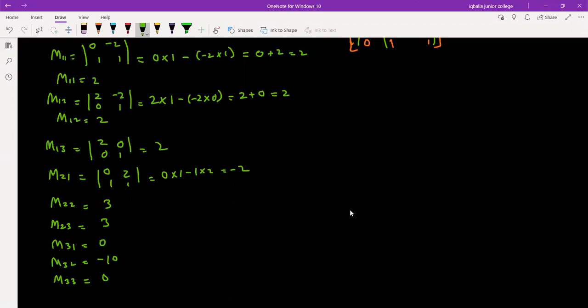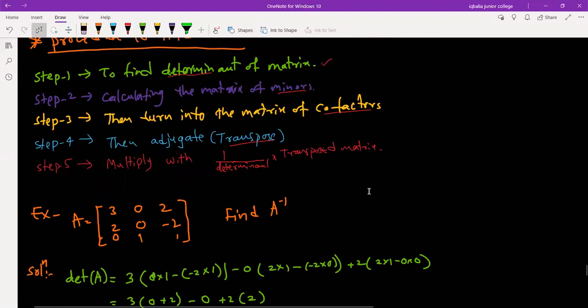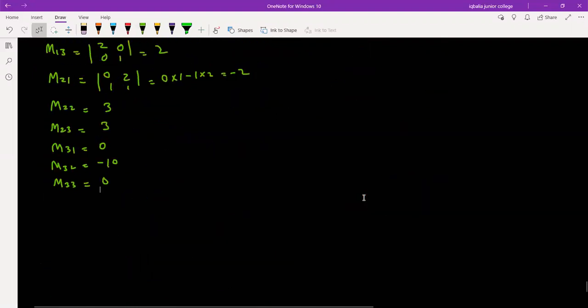Okay, girls, I have done the second step. I found all 9 minors. Now I will convert these minors into cofactors. So here let's first see all 9 minors. All 9 minors I have.